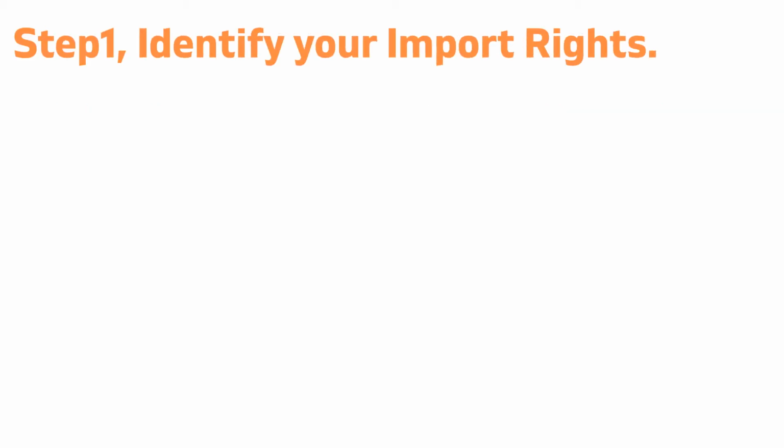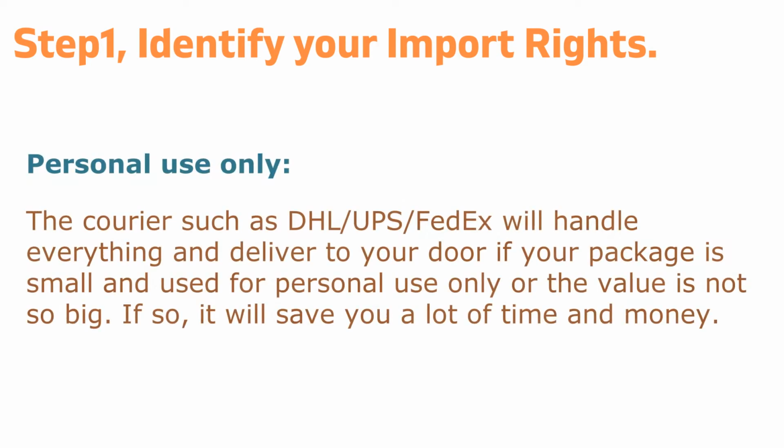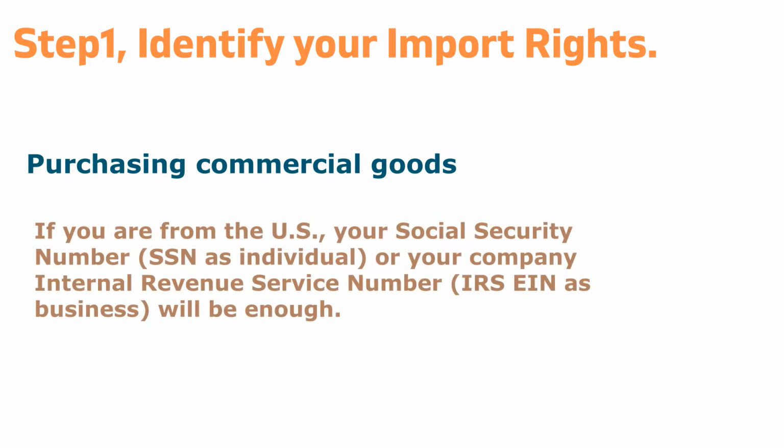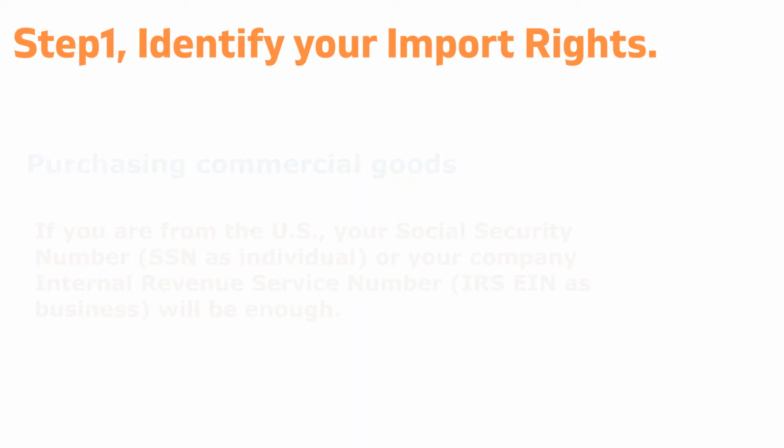Okay, let's jump into the main things here. The first step you need to do is identifying your import rights. Before purchasing commercial goods into your country, as a business or an individual, you will need to identify if you have the import rights. When you are from the US, your Social Security number or your company Internal Revenue Service number will be enough for this.